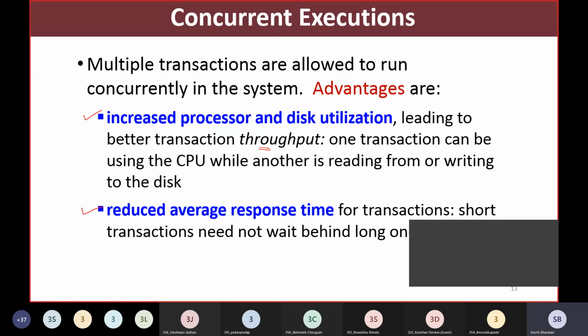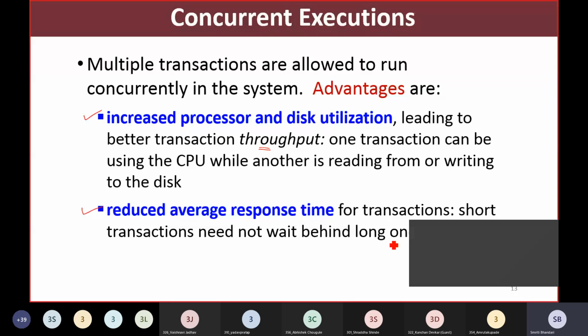But if we allow concurrency in the system, these short transactions need not wait for the longer ones. They can be executed concurrently. So obviously, this concurrent execution reduces the average response time. What do we mean by average response time? It is the average time for a transaction to be completed after it has been submitted to the system.